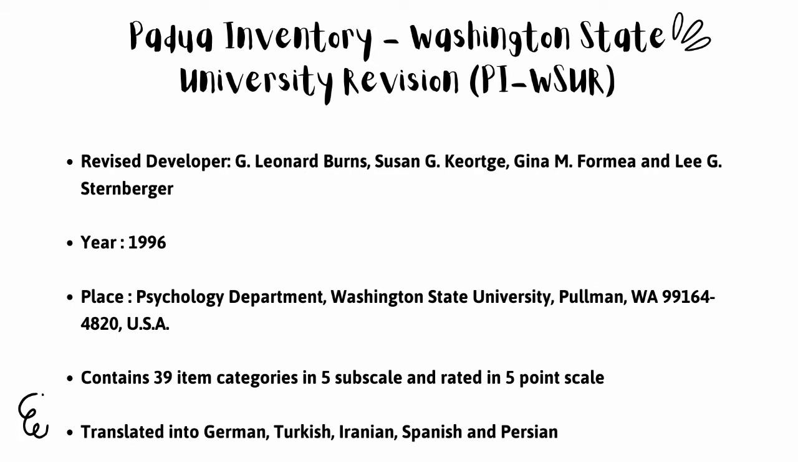The PI-WSUR assessment was developed by Burns, Koch, Formia, and Sternberger in 1996 in the USA. It contains 39 items categorized into 5 subscales and has been translated into German, Turkish, Iranian, Spanish, and Persian.